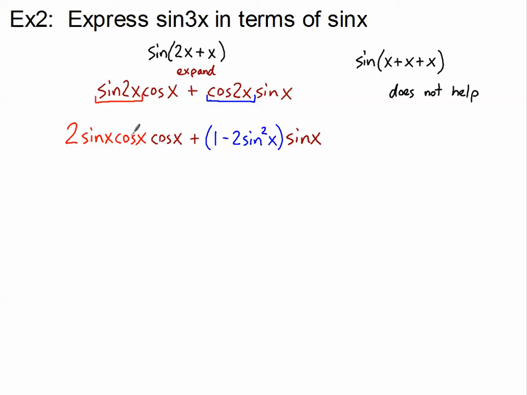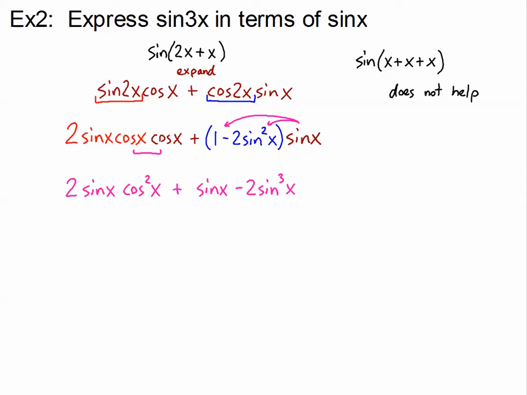Now we still have these cosines. These can't be here, but I do know that cosine times cosine is cosine squared, so that's nice. In fact, I'm going to do that next. So this is 2 sine x, and then these guys come together to make cosine squared. And while I'm at it, might as well distribute this here and here to get rid of these parentheses. So sine times 1 is just sine. And sine times negative 2 sine squared would be negative 2 sine cubed.